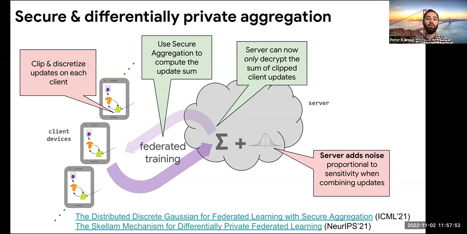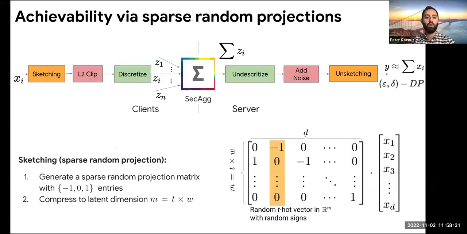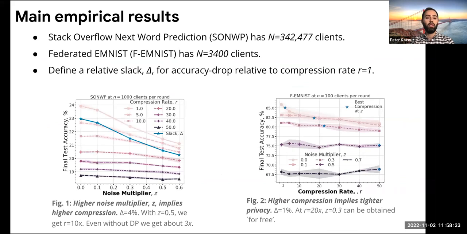But the idea is to actually use a form of discrete noise that is added on the device, and then it meshes very nicely with secure aggregation to allow you to compute the sum. And with that, you could get a form of distributed differential privacy guarantee so that you do not have to trust the server in adding the noise. The clients themselves will add the noise, and we can match the guarantees that we could get with central DP. We've recently also done some work to improve the communication efficiency, so I'll skip that.